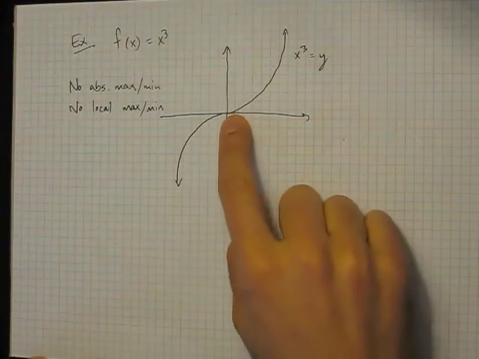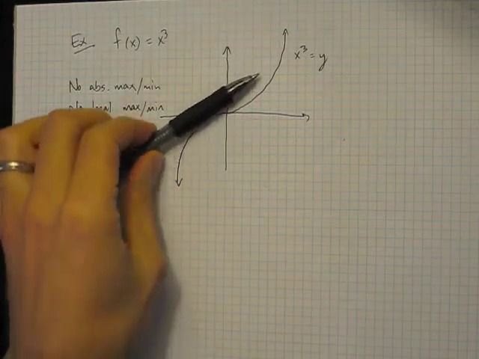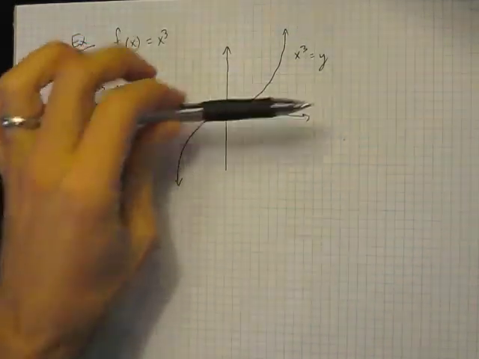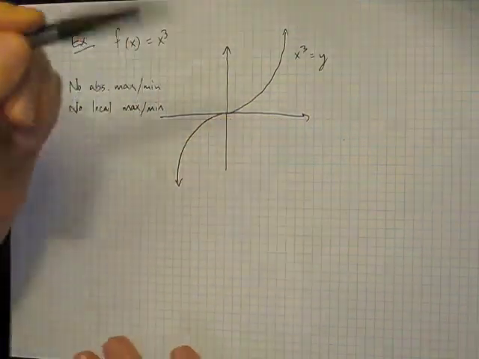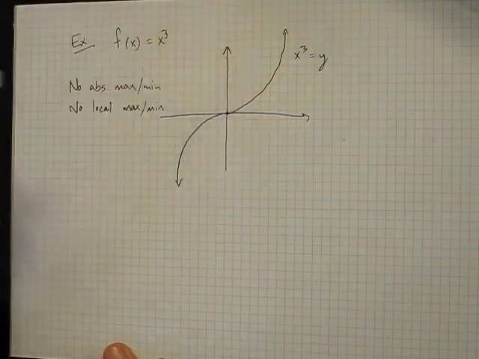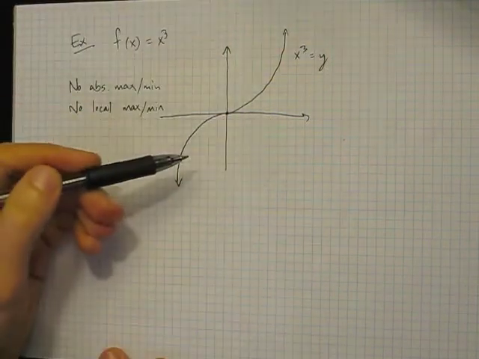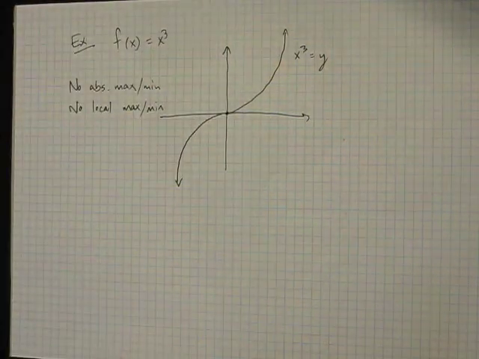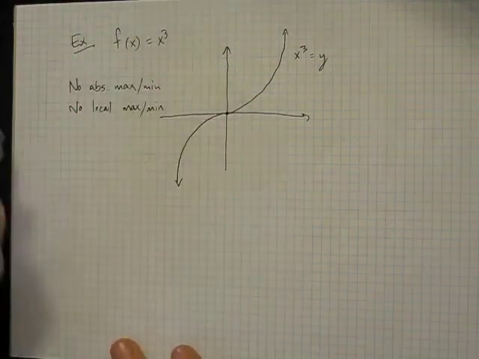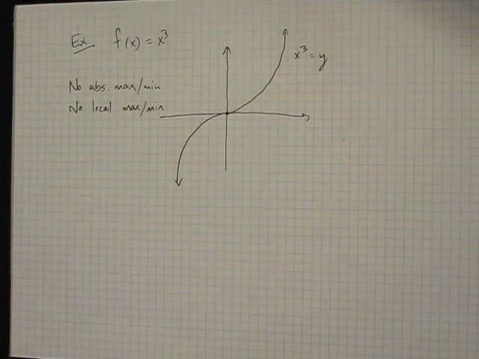It has a point where it almost looks like it wants to have a local maximum or local minimum, but it doesn't here. In fact, this point right here on the graph has points that are lower than it right nearby and points that are higher than it right nearby. So this has absolutely nothing.